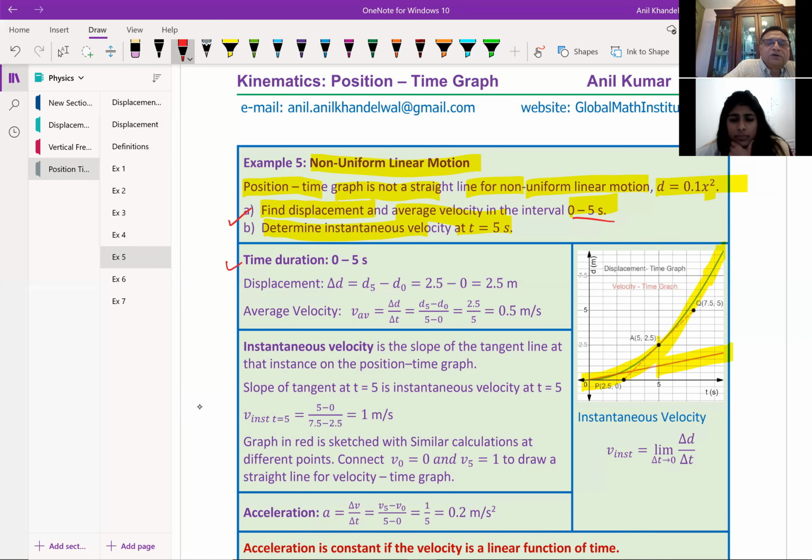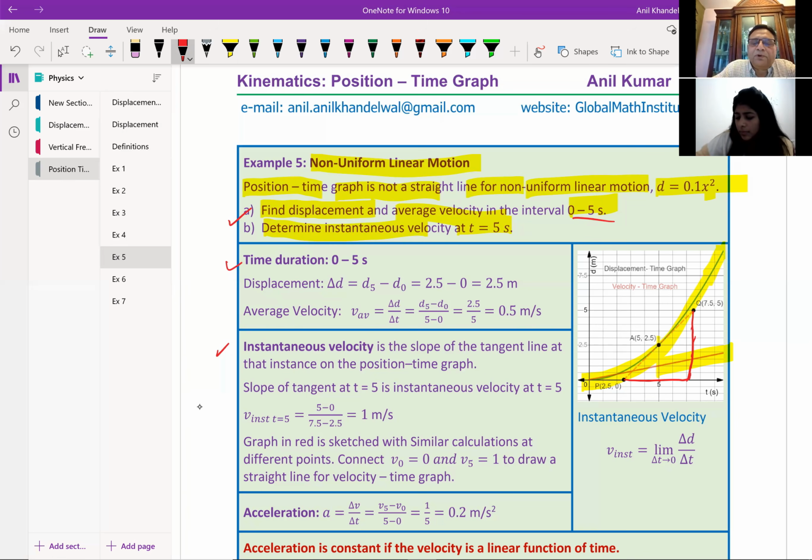Now, we'll focus on the instantaneous velocity at this particular point when t equals 5. So for that, you have to draw a tangent line. So this dotted line shown here is the tangent at point A, which is t equals 5, and displacement is 2.5, position is 2.5. So when you draw this line, I've just taken a point, so you can find rise over run, correct? To make a triangle and measure the rise over run.